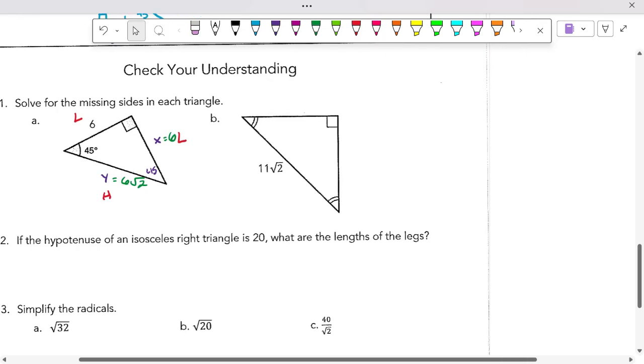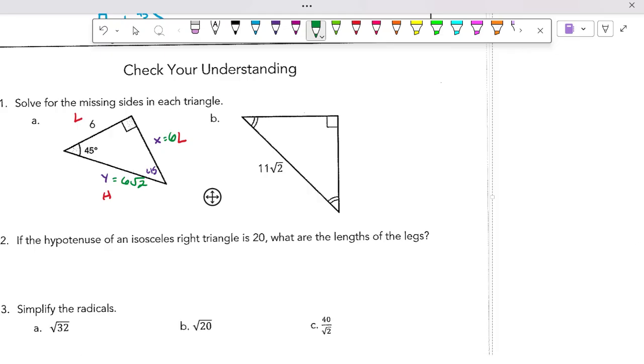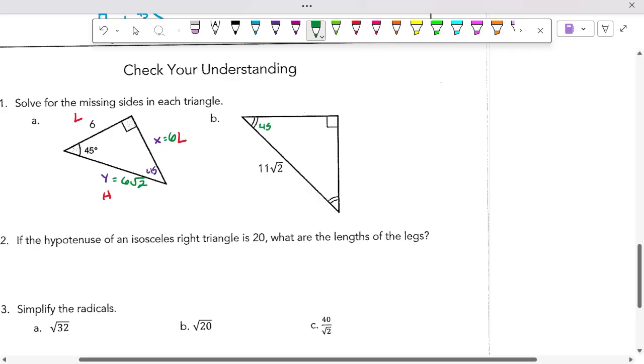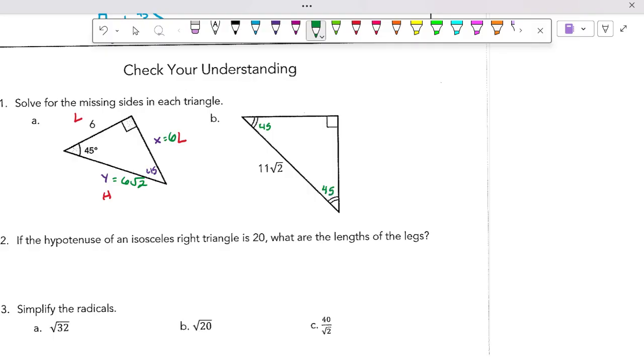All right. Letter B. Remember, these two symbols right here mean congruent angles. And remember, the only way that you can get two congruent angles and a 90-degree angle at the same time, they have to be 45 degrees. So, did they give me the hypotenuse or a leg? Hypotenuse. So we'll call this X and this Y. Since that's the hypotenuse, the other two are my legs. I would get in the habit of labeling hypotenuse and legs, just so you don't mess up.